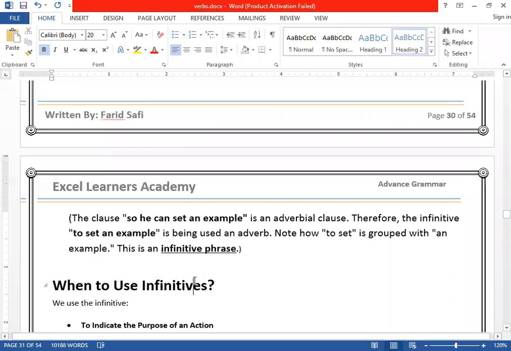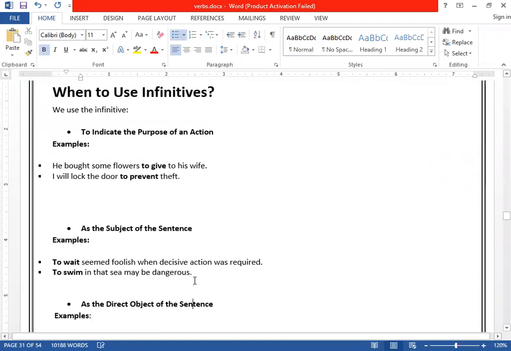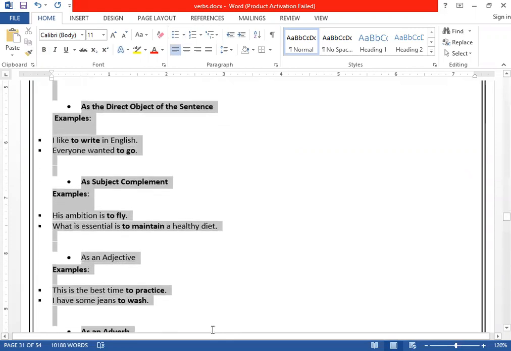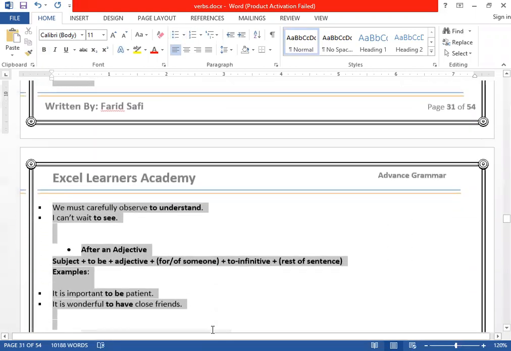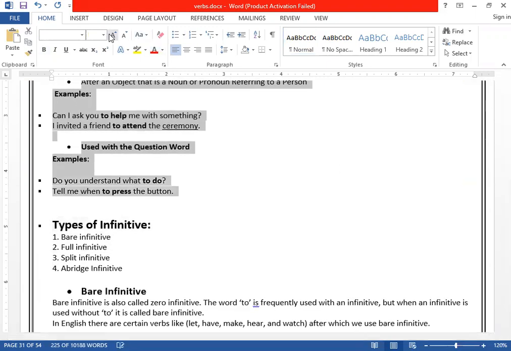We want to study about when to use infinitives. Now another topic we want to talk about here is what? When to use infinitives. We want to study this.